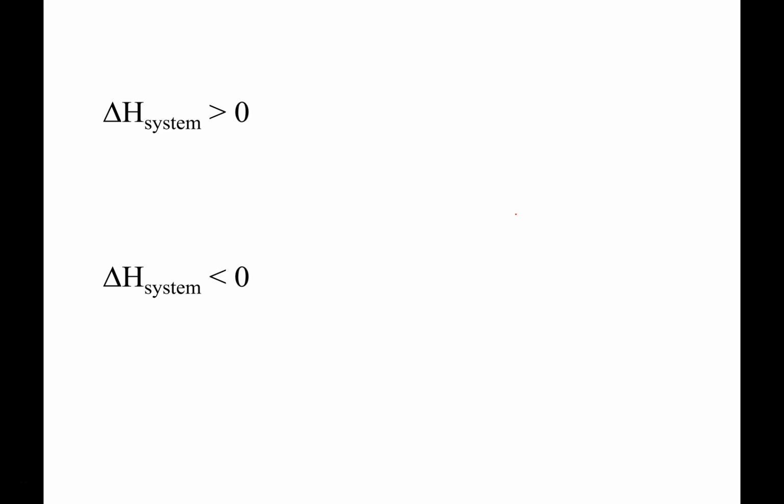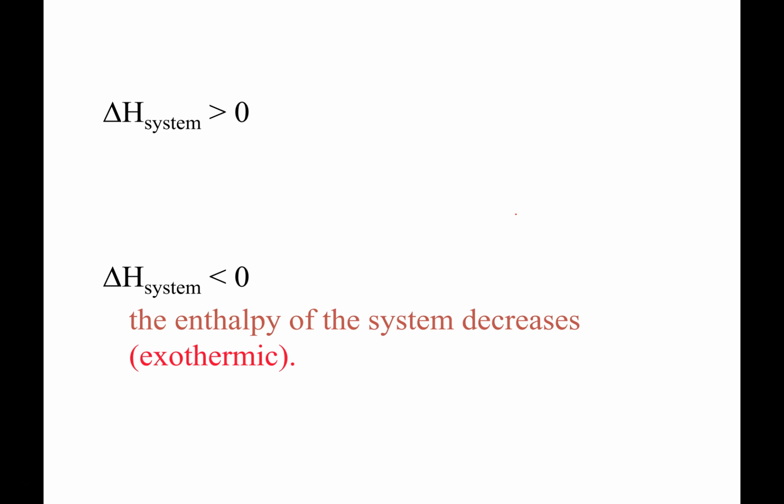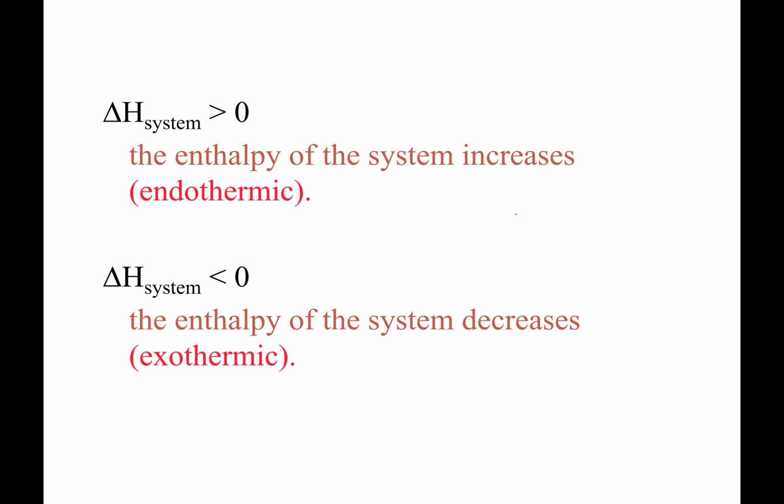So here are our delta H's. Again, in Chem 1, we talked about positive delta H's, that's endothermic, right? And negative delta H's are exothermic. So which one of these favors spontaneity?